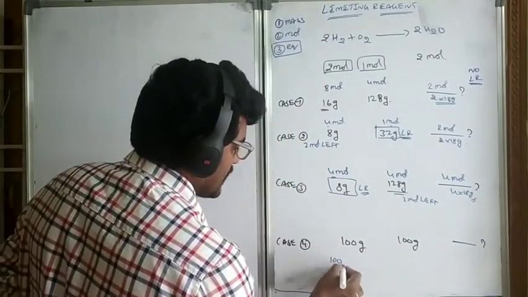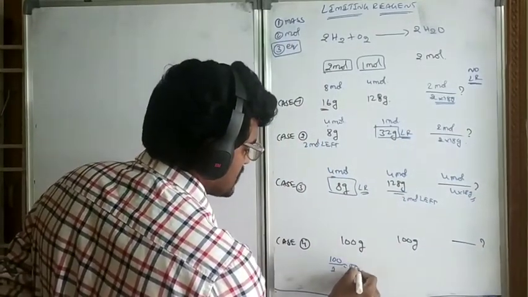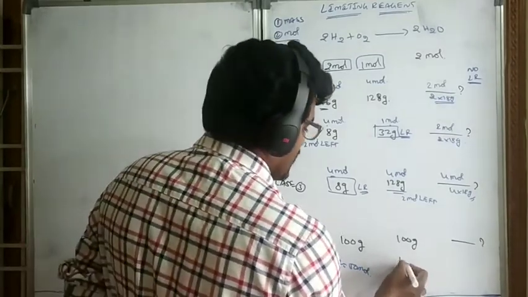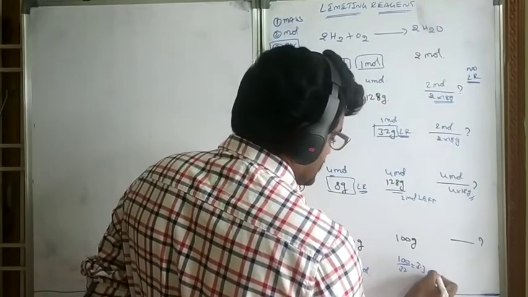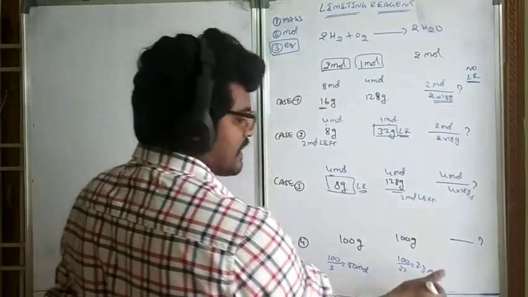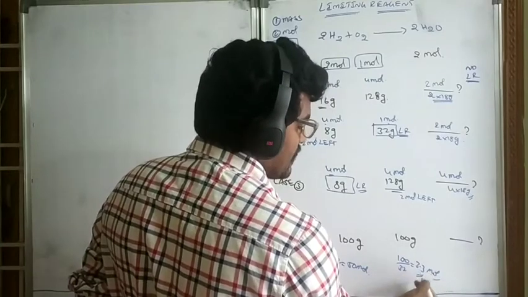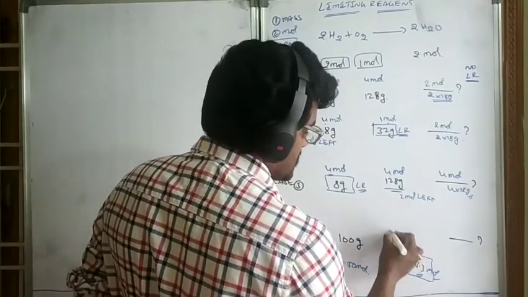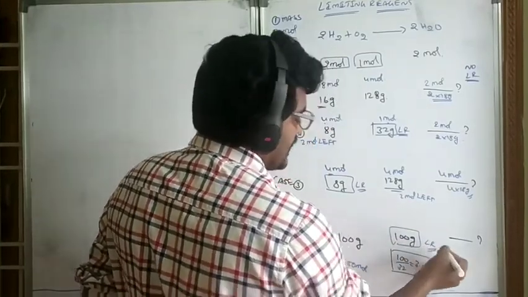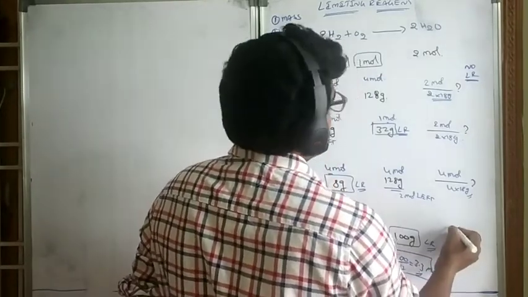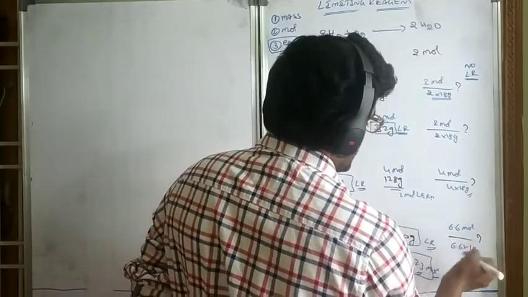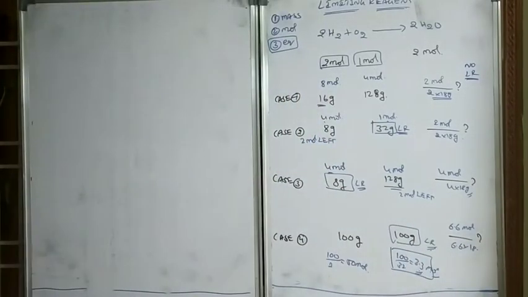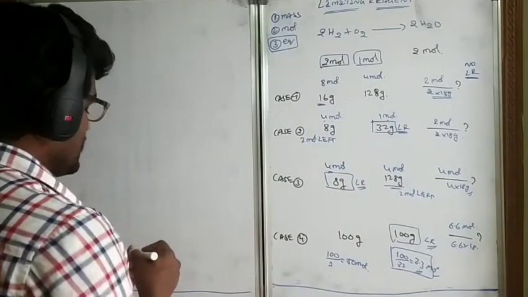And finally you see, 100 by 2 means 50 moles. Here 100 by 32 means 3.3 moles will come. 50 moles require 25 moles, but here only 3.3 moles is there. So this will become the limiting reagent. So how much will come? 3.33 produces 6.6 moles, so 6.6 into 18 will come. Like this we can easily identify which is the limiting reagent.